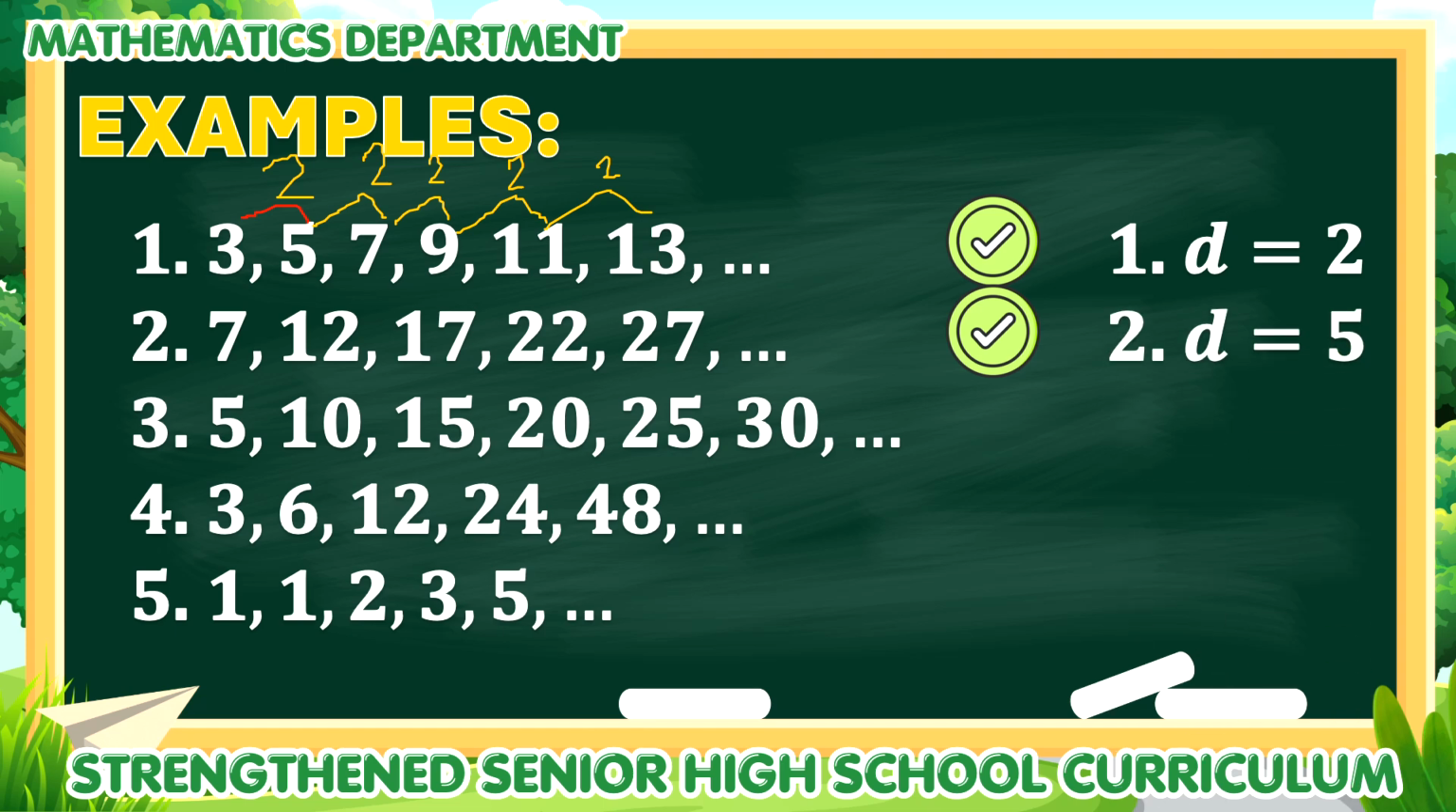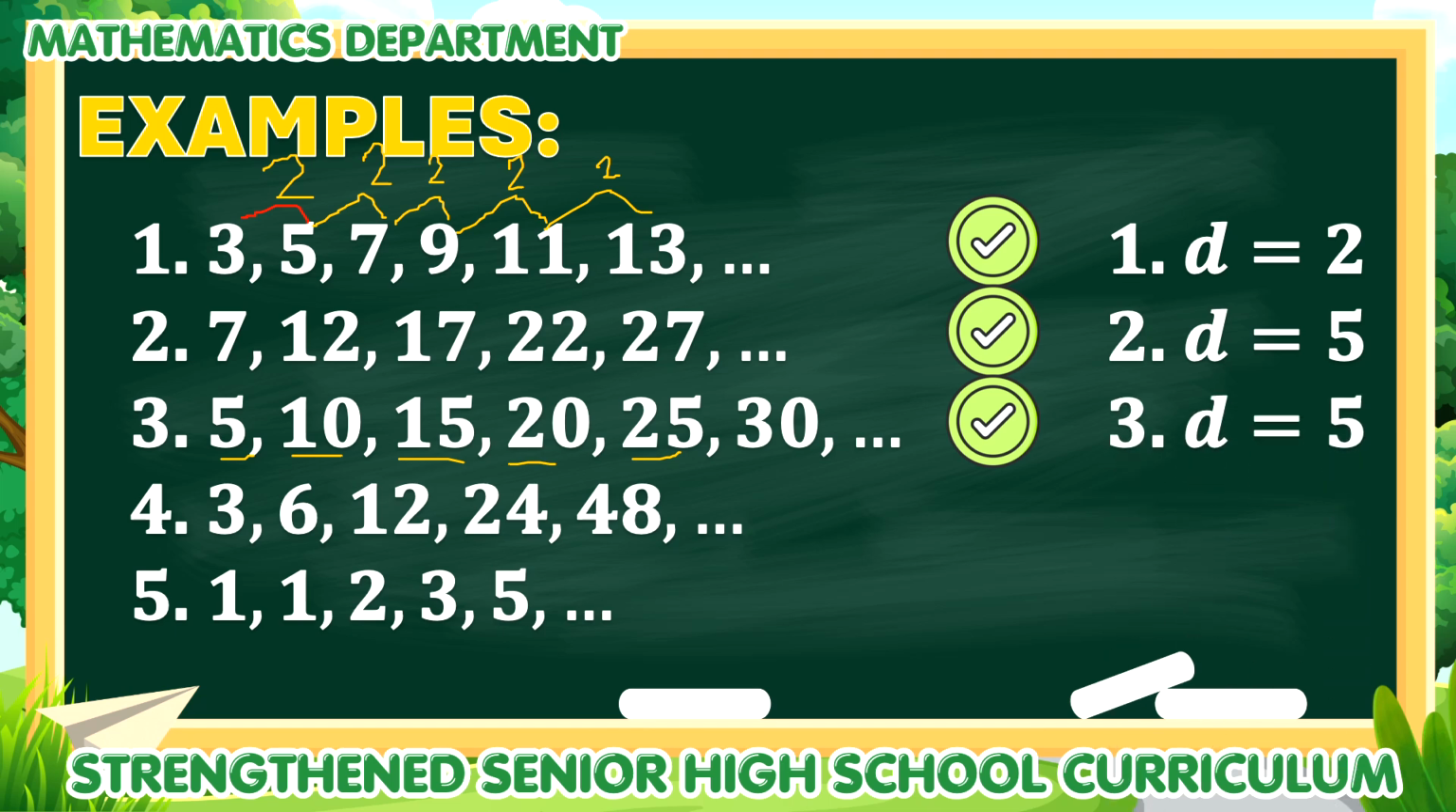For our third example, as we can observe also here, from 5, we obtain 10 by adding 5 to our previous term. That is 5 plus 5 is equal to 10. And then for our third term, that is 10 plus 5 equals 15. For our fourth term, that is 15 plus 5 equals 20. For our fifth term, that is 20 plus 5 equals 25, and so on. With that, this is also an example of an arithmetic sequence with a common difference of 5.